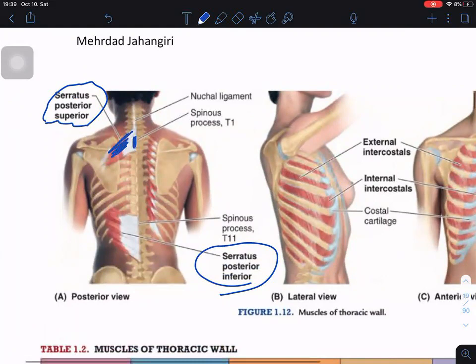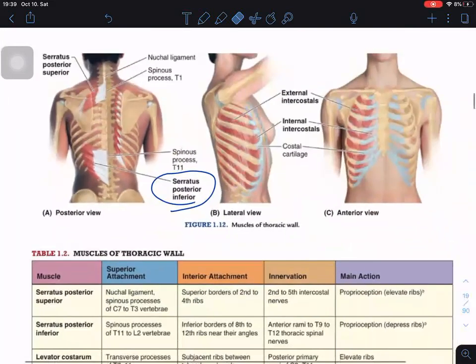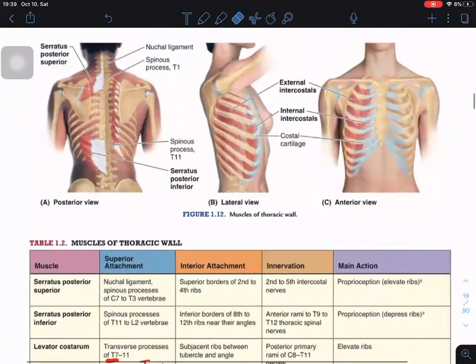So the serratus posterior superior is responsible for elevation of the upper ribs, and the serratus posterior inferior, as you see, arises from the lower thoracic vertebrae down to the L2 lumbar vertebra, and it's attached also to the lower ribs. So it's responsible for depressing the lower ribs. Okay, so that's pretty much about the serratus posterior muscles. They don't really ask you to show them, so just know that such a muscle exists over there, and don't really get stuck with the attachments.